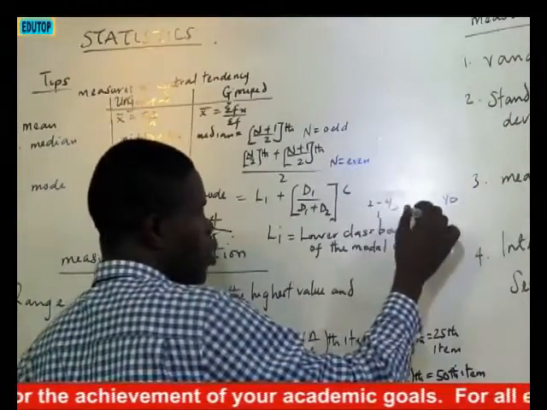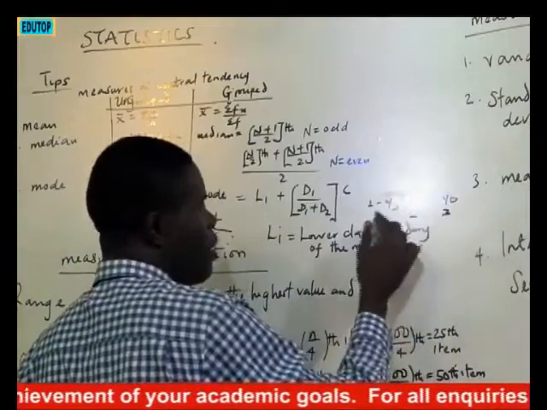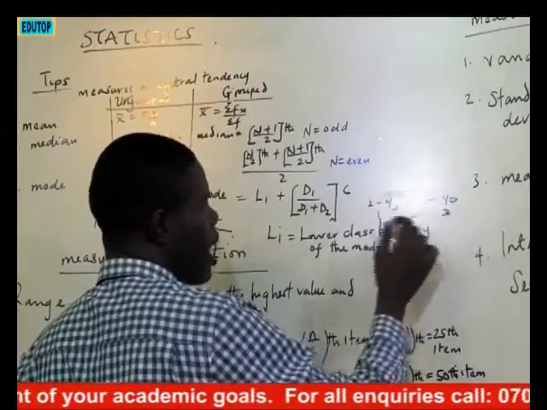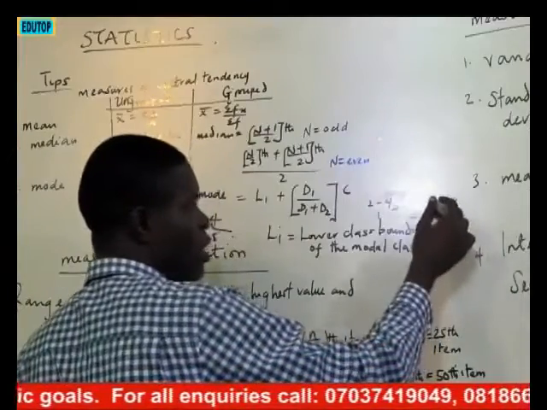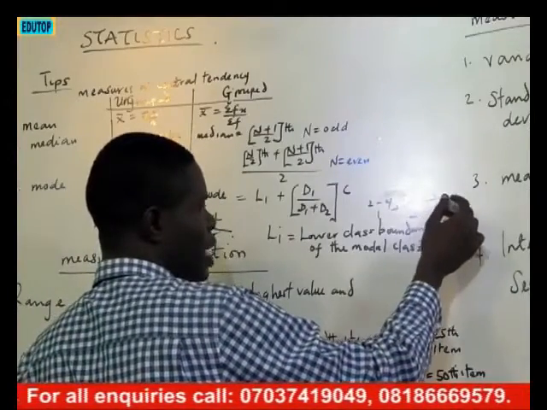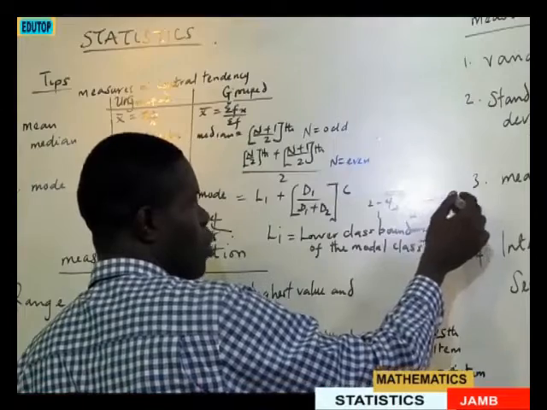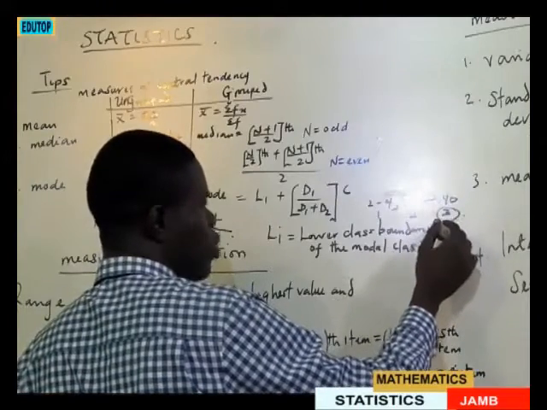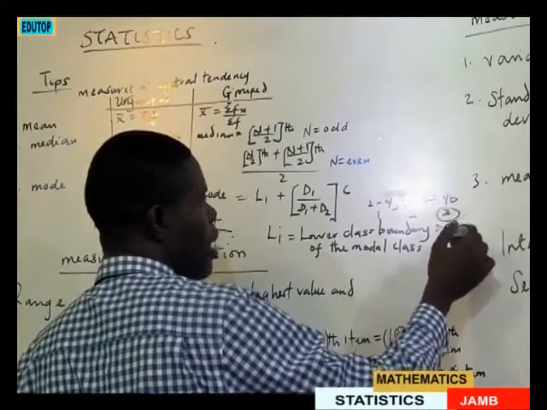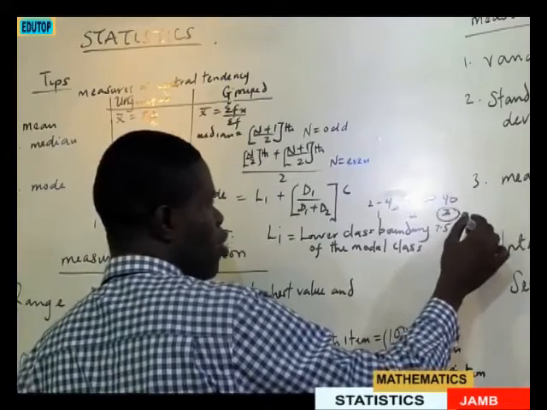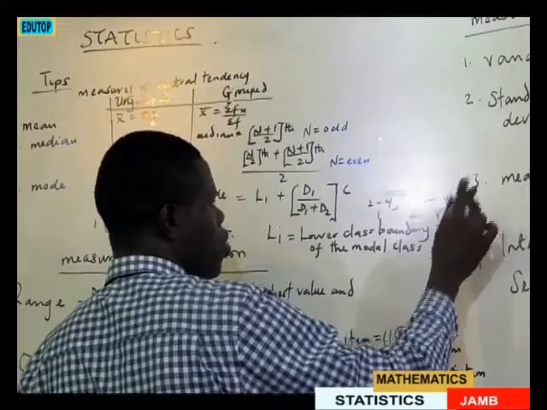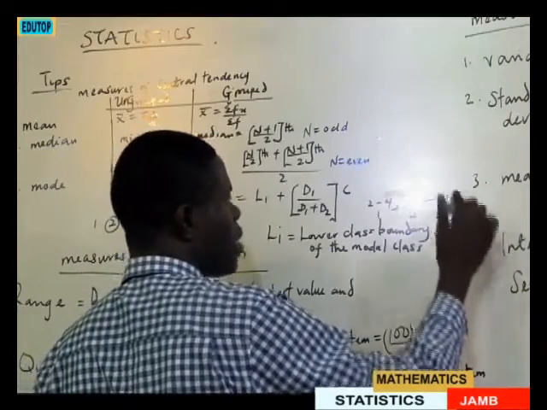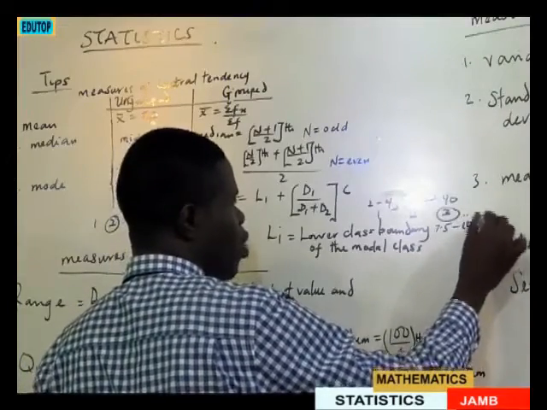Let's say the frequencies are 1, 2, and 3. This is the class interval, and this is the frequency. In this regard, the 3 has the highest frequency, so our class interval for that is 8 to 10. What is the lower class boundary? It will be 7.5. What is the upper class boundary here? It will be 10.5. That means you remove 0.5 from the lower limit, and you add 0.5 to the upper limit.